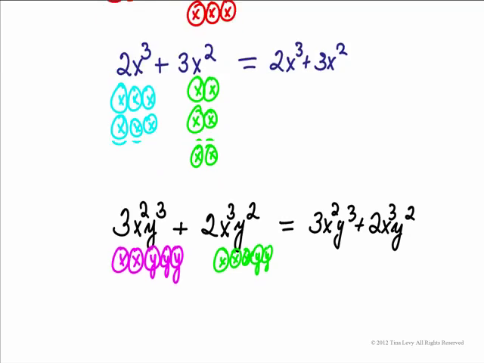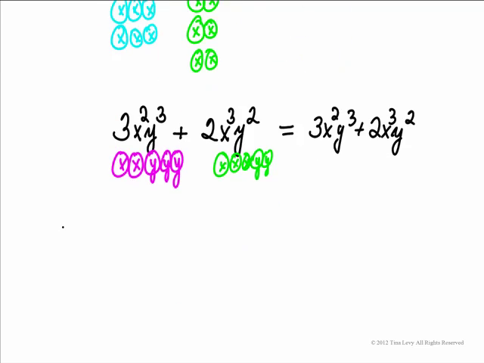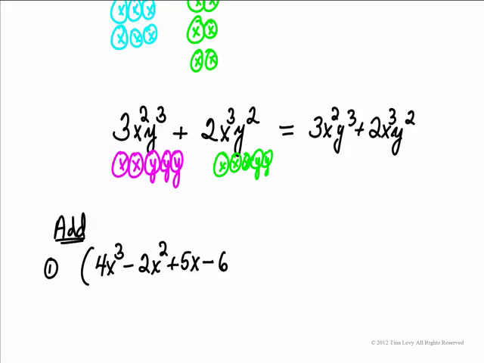Now, once we understand combining like terms, we're ready to do some adding and subtracting. For example, suppose I ask you to add the polynomial 4x cubed minus 2x squared plus 5x minus 6, and I want you to add to that negative 3x squared minus x cubed plus 2x minus 3.